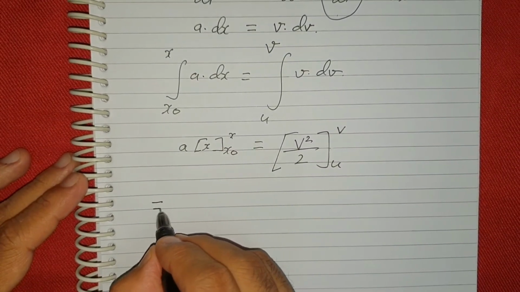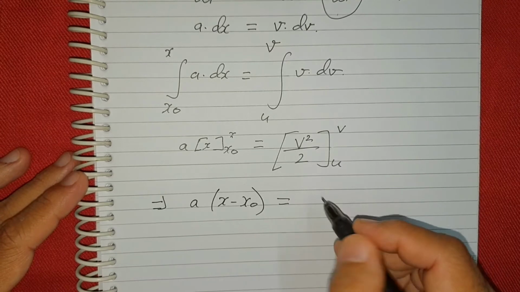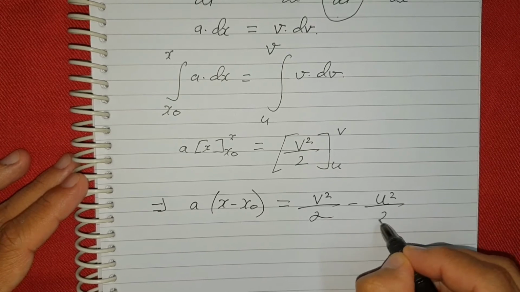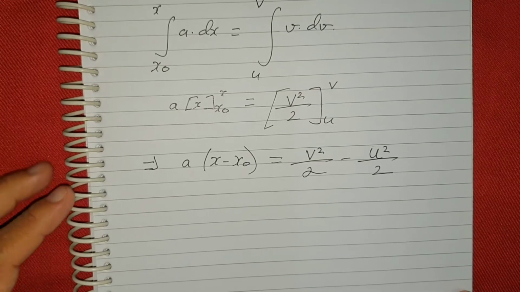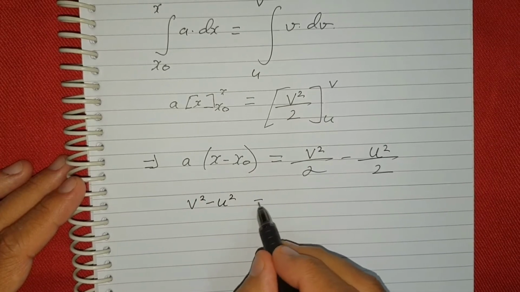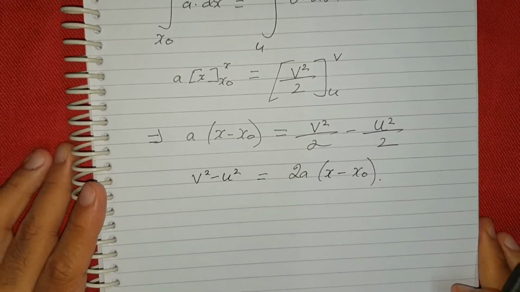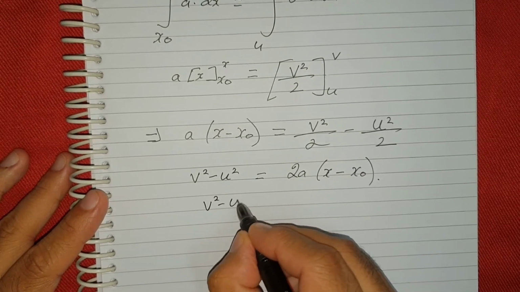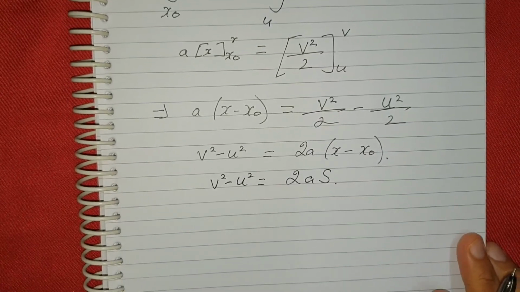Now the equation is a times x minus x naught equals v square by 2 minus u square by 2. Now again cross multiplying, this will be v square minus u square, 2 goes over here, this is 2a times x minus x naught. Now putting x minus x naught as s, this is v square minus u square equals 2as, where s is the displacement, which is the third equation of motion.